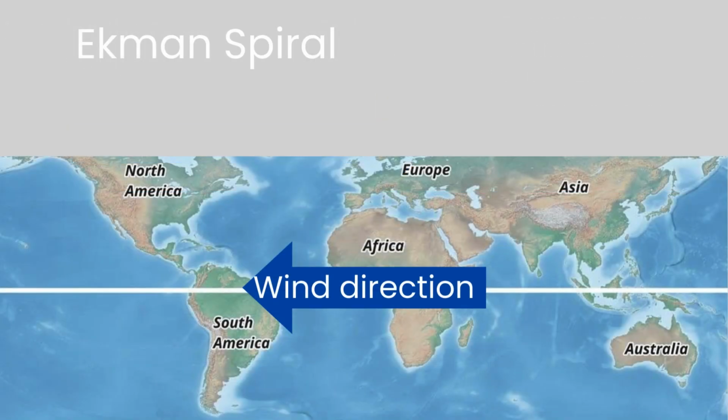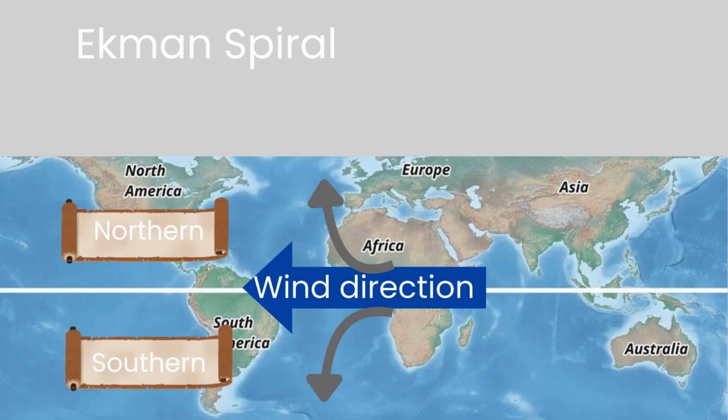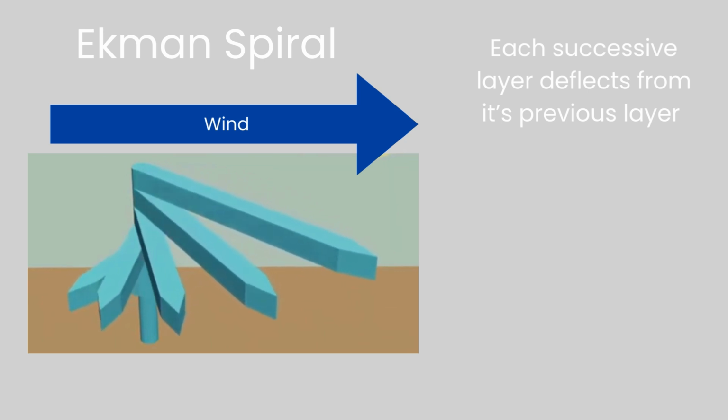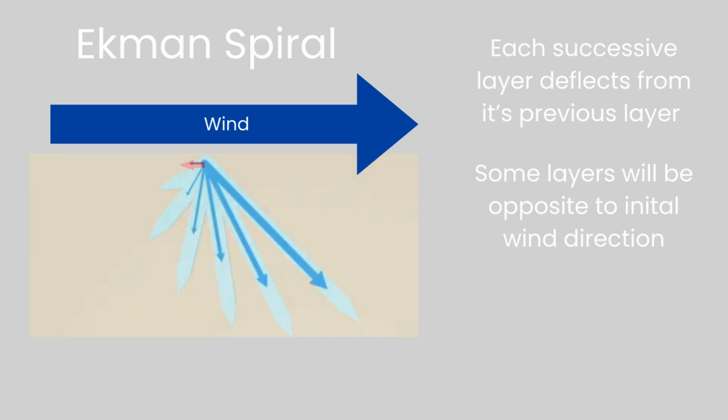The Coriolis force acts on each layer, deflecting it to the right in the northern hemisphere and to the left in the southern hemisphere. Each layer deflects from its previous layer, creating a spiral, like so. This is called an Ekman spiral. Here's the view from the top. As we can see, because it deflects so much, some layers will be 180 degrees to the original wind direction.